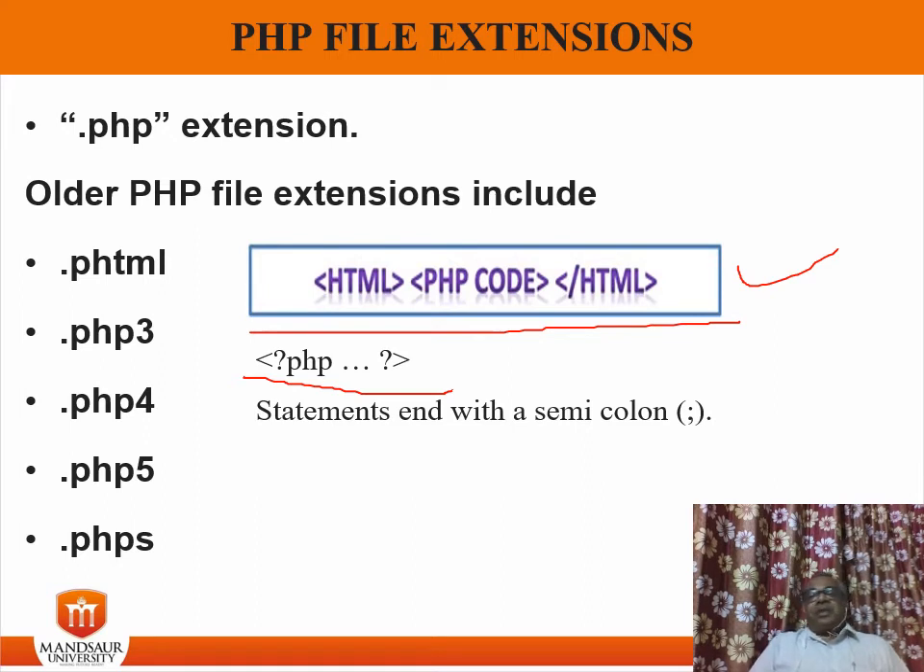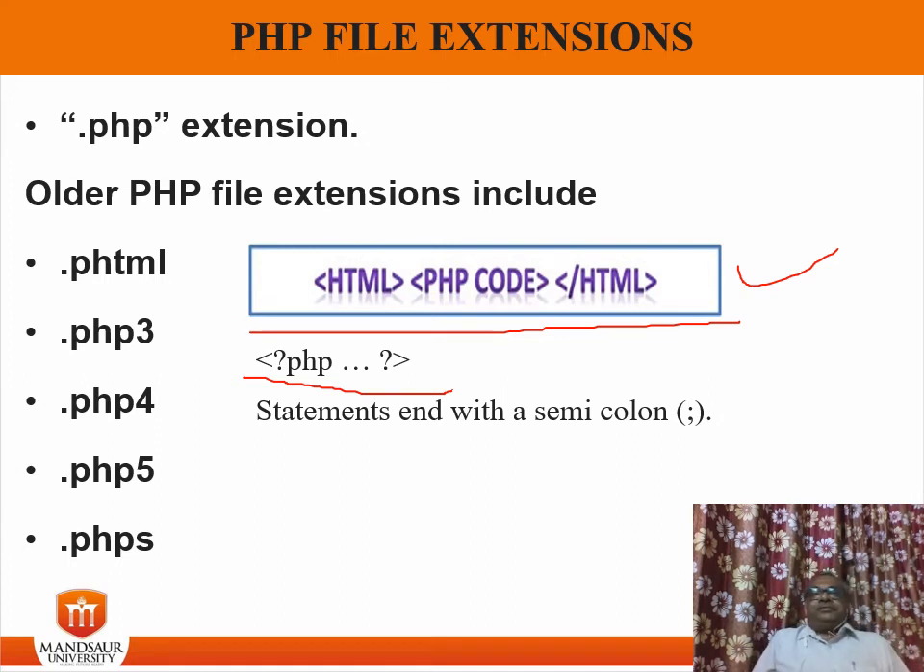Now, PHP statements. When we write down the code of our program or the script of our program, we refer to each line of code. So a PHP line of code is called a statement, and a PHP statement always ends with the semicolon.